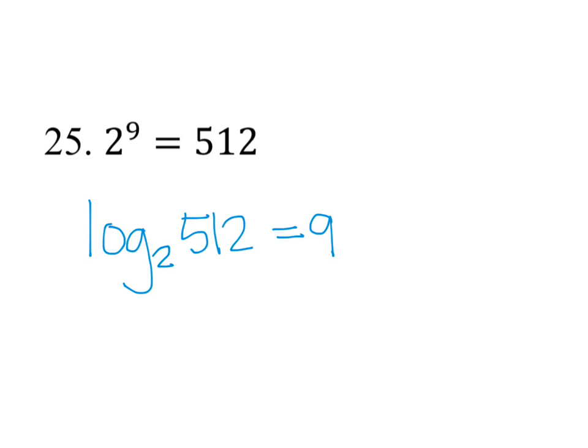Another way I can think about this, if I start with a 2, I'm going to go the long way around to get a 9. So log base 2 of 512 equals 9. So write the numbers down in the order that I went.